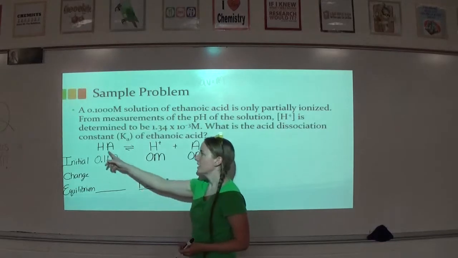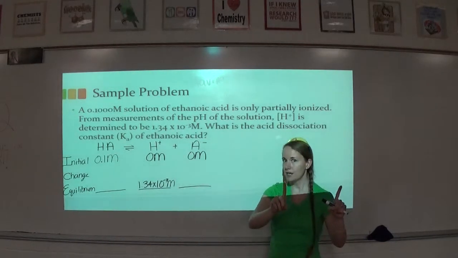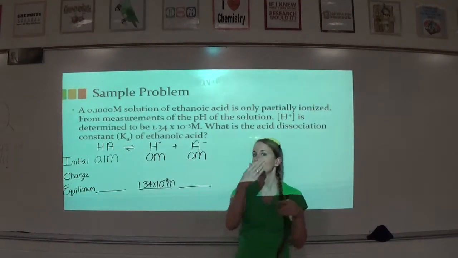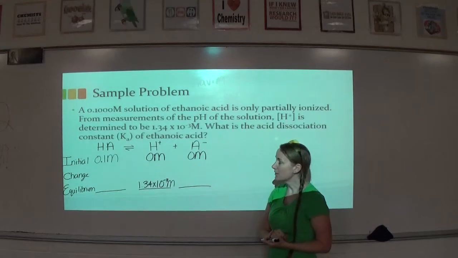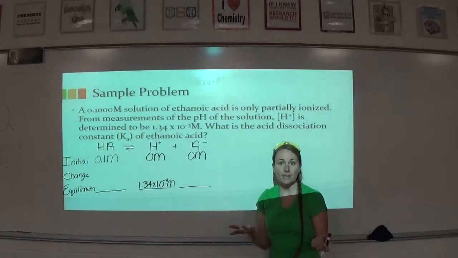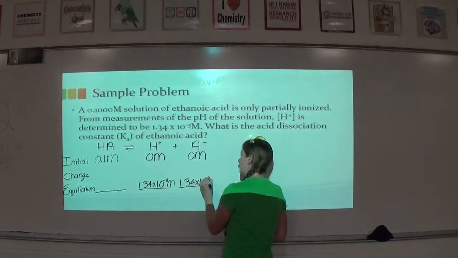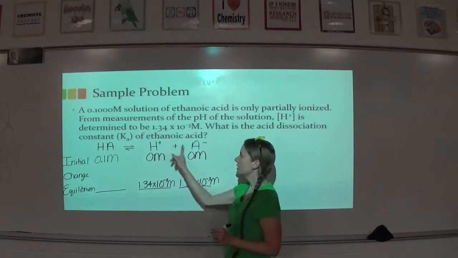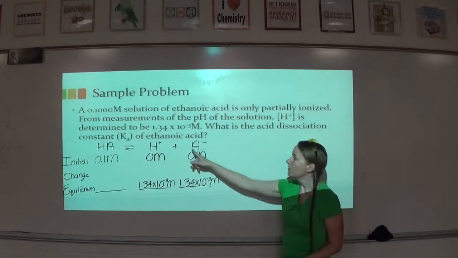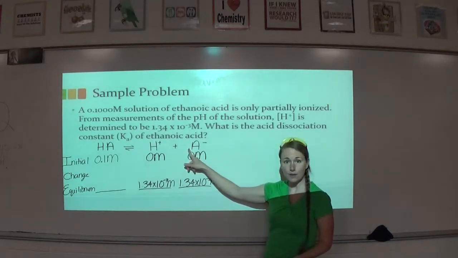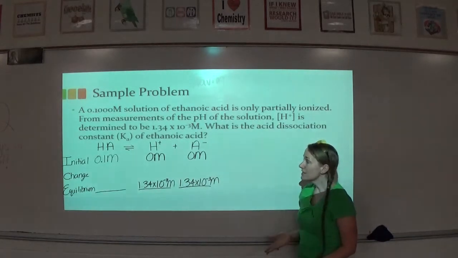So you have to think, every time an HA breaks up, you're going to get one H and one A. So if 2 HAs break up, you're going to get 2 H's and 2 A's. Well, we got 1.34 times 10 to the negative 3 H's, so how many A's are we going to get? The same amount. It's all about the stoichiometry of the problem. So since H and A are 1 to 1, that means they always have to be the same amount. Now if A for some reason had a 2 in front of it, I would have had to multiply that number by 2.